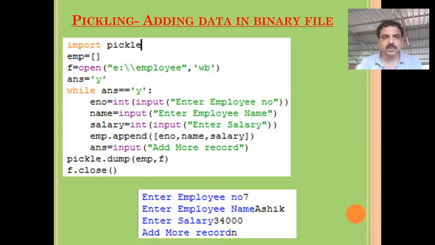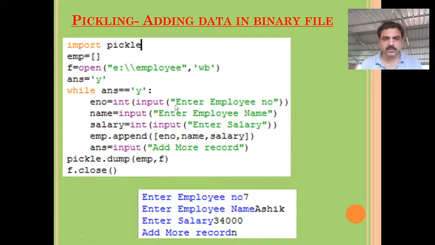We need to write import pickle first. In this example, we use an empty list first, then we open a file employee for writing in binary mode. We want to continuously enter the number, name, and salary for many employees. For continuation, we'll use a while loop. We initialize ans as y, while ans is equal to y, which means it will be a continuous loop.